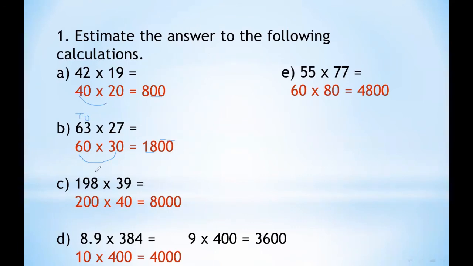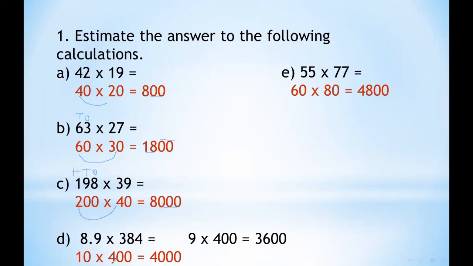Now look here. Here the place values are ones, tens, and the highest place value is the hundreds. So we will round off this 198 to the nearest 100, which will be equal to 200. And 39, ones, tens, so 39 should be rounded off to the nearest tens. So 39 to the nearest tens will be 40. Now look at this. 4 2s are 8, and there are 2 zeros in 200 and 1 zero in 40. So there are a total of 3 zeros. So we will write 3 zeros here.